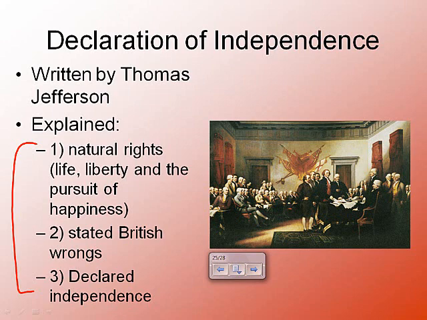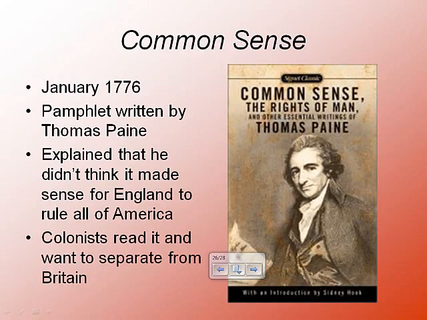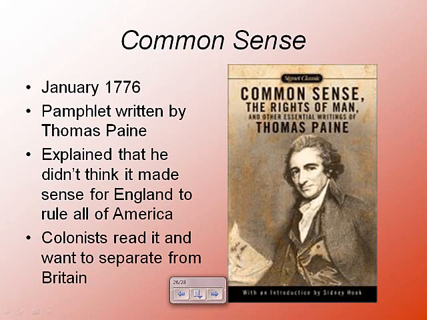At the same time, you have read about this guy. His name's Thomas Paine, and in January of 1776, he writes a pamphlet that basically explains that he didn't think it made sense for England to rule all of America. Because remember, if you think geographically, England is thousands of miles across the Atlantic Ocean, and they're ruling their colonies that are separated by a vast ocean, who have very different ideas and want to break apart. It's the first major pamphlet that colonists read that formally starts to separate them from Britain.